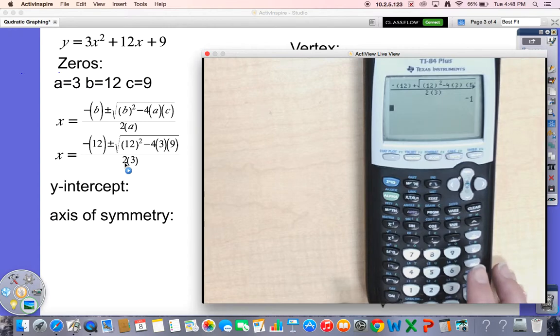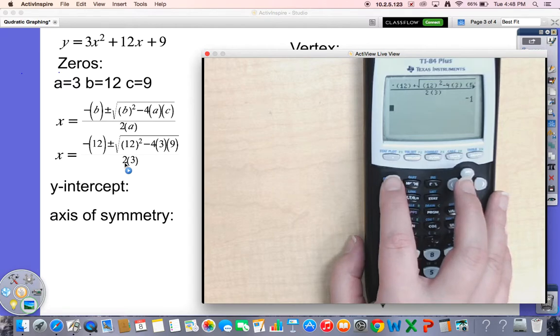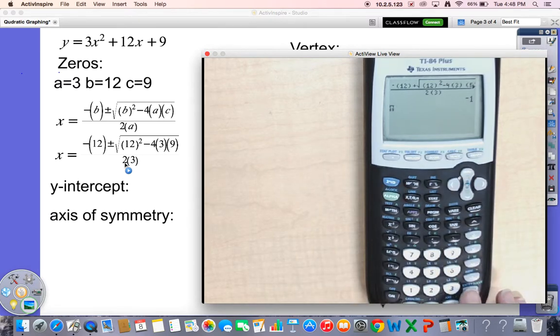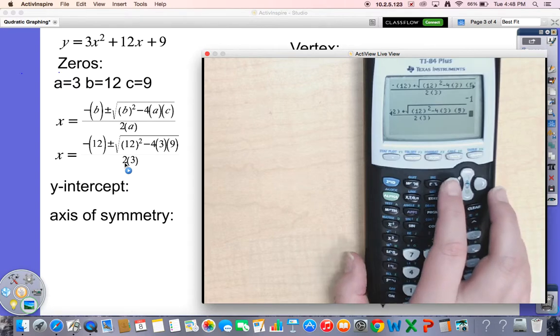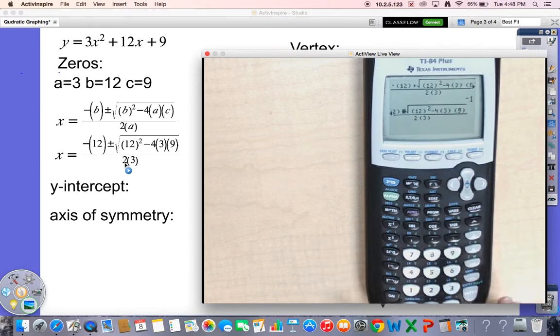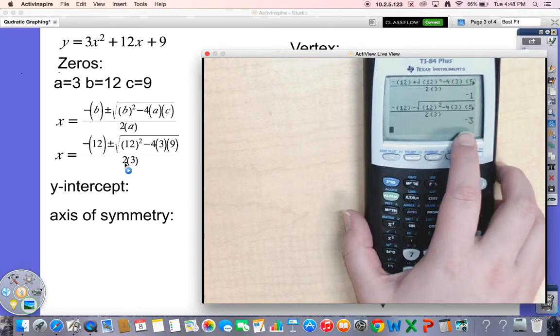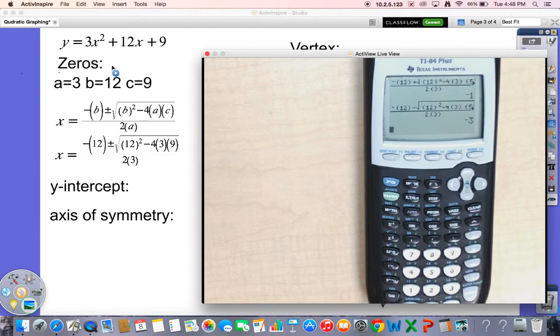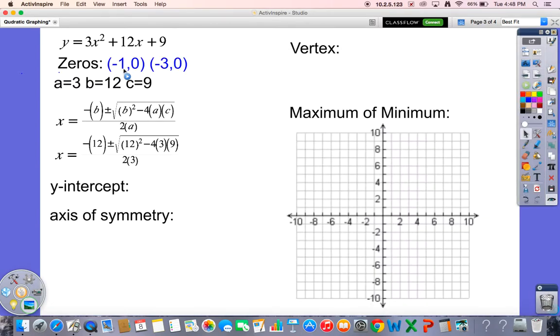We don't really want to have to type all this back in just to be able to get a minus sign. In order to get what we had and edit it, we are going to hit the blue second key and then enter. Now I can arrow back through so that I can edit this equation. I'm going to change that plus to a minus and then hit enter. And my second zero now is at negative 3, 0. So once again, my zeros are negative 1, 0 and negative 3, 0.